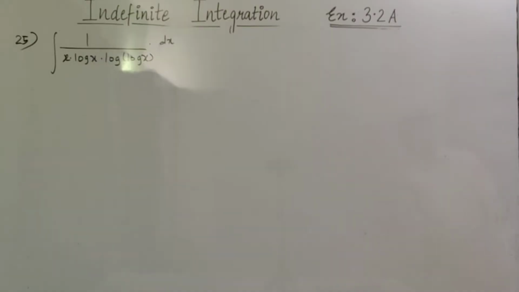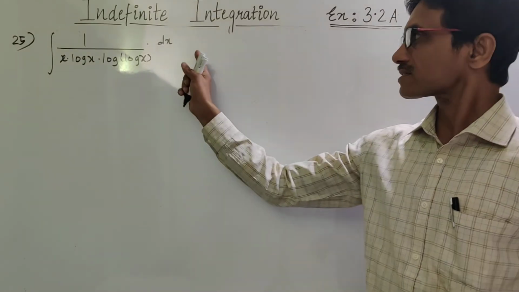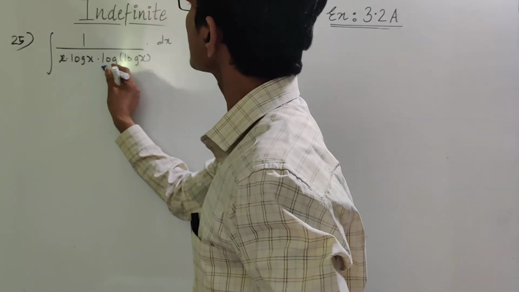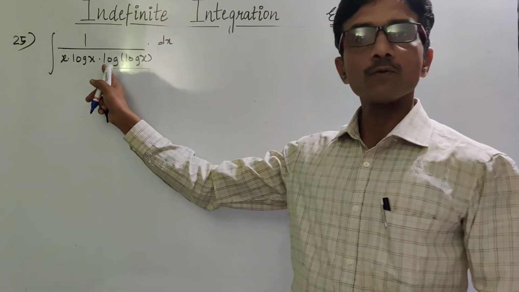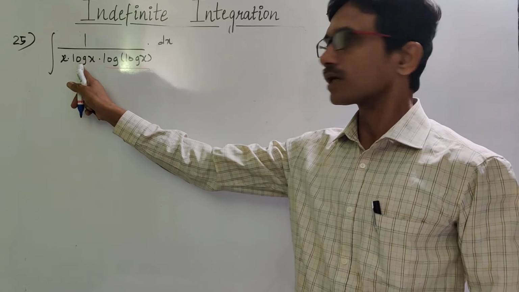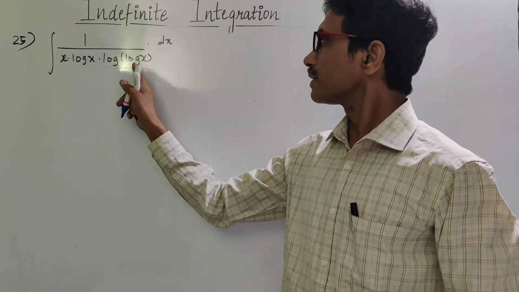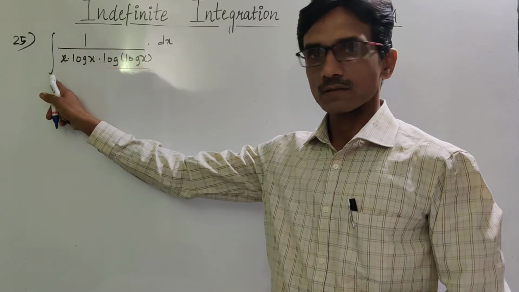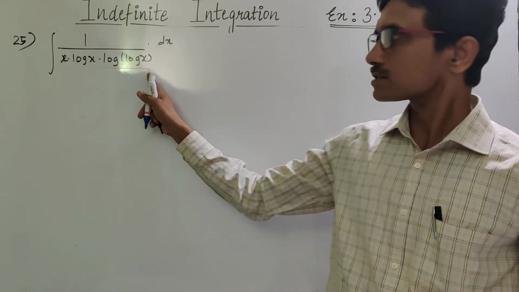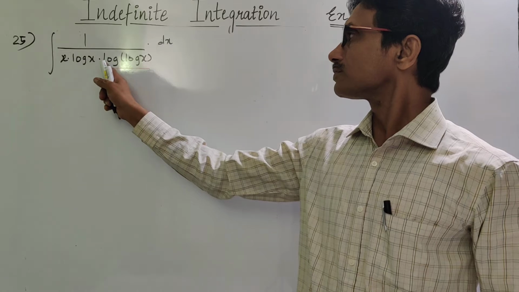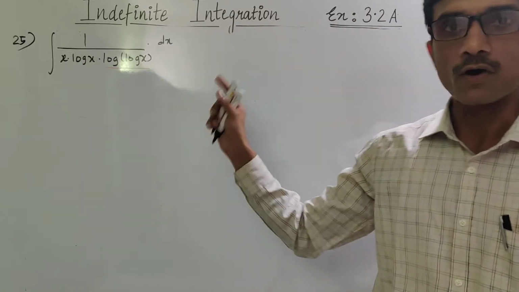Question number 25. Integral of 1 upon x log x times log of log x dx. Here we will find the derivative of log of log x. The derivative of log f(x) is 1 upon f(x), meaning 1 upon log x, and then the derivative of log x will be 1 by x. So the whole term is the derivative of log x. Clearly our substitution will be log of log x.